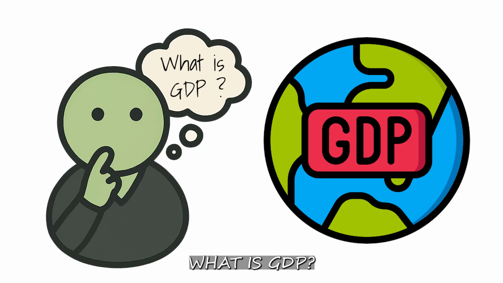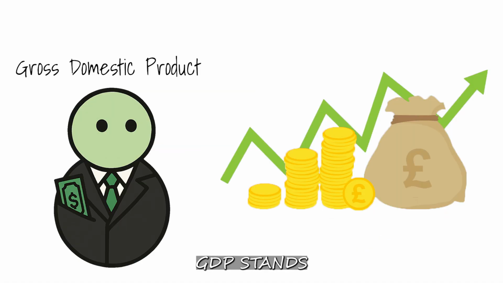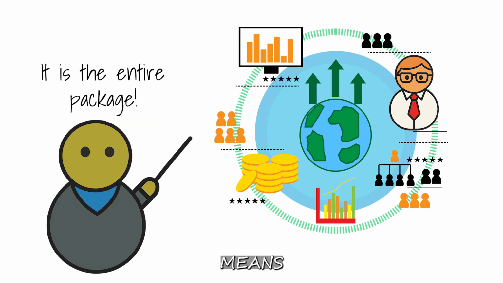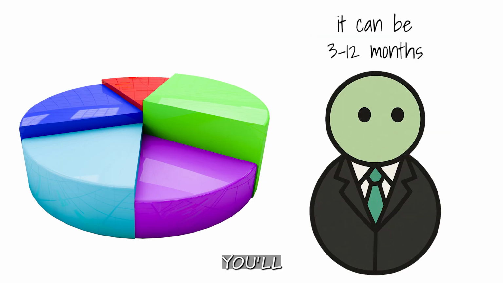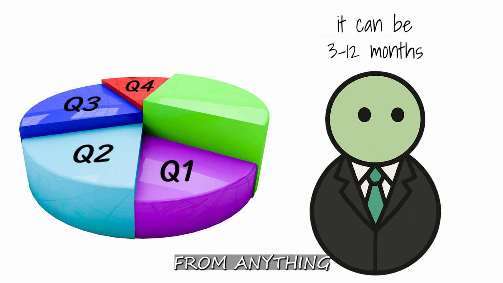What is GDP? First off, GDP stands for Gross Domestic Product. What this fundamentally means is that GDP consists of the total value of all the final goods and services that were produced by a country over a specific period of time. Most times you'll find that this time period ranges from anything within a quarter to a year.